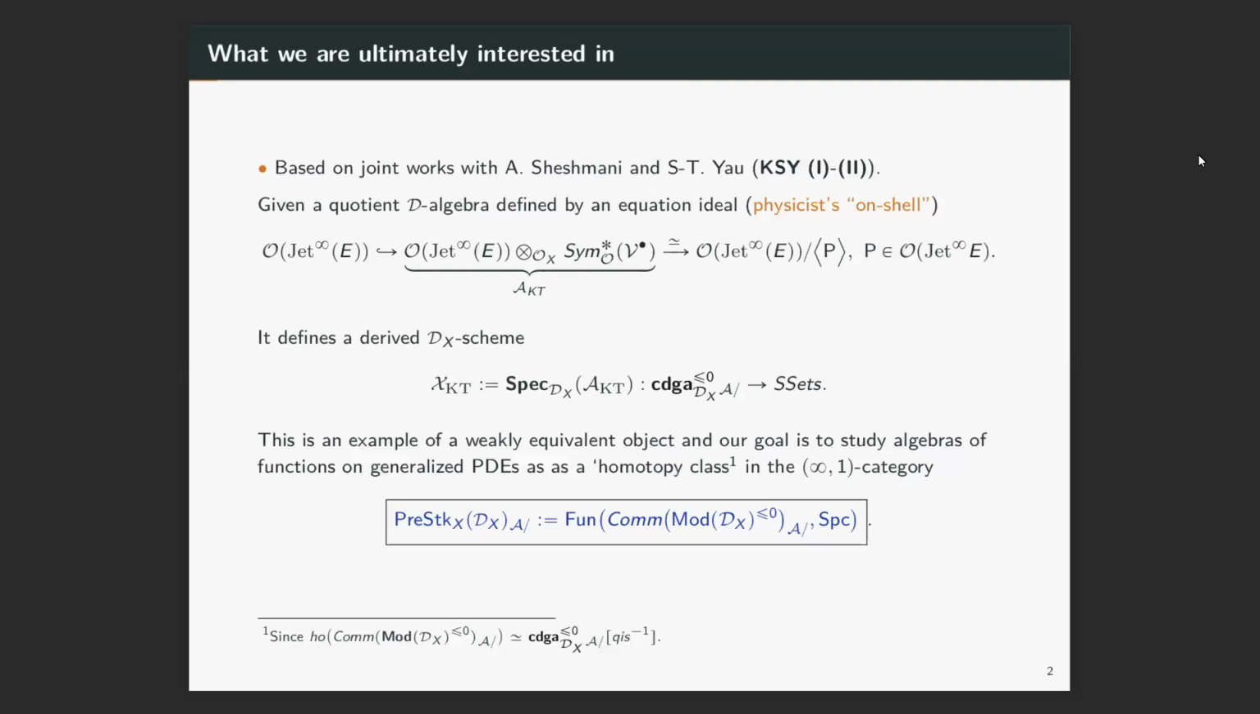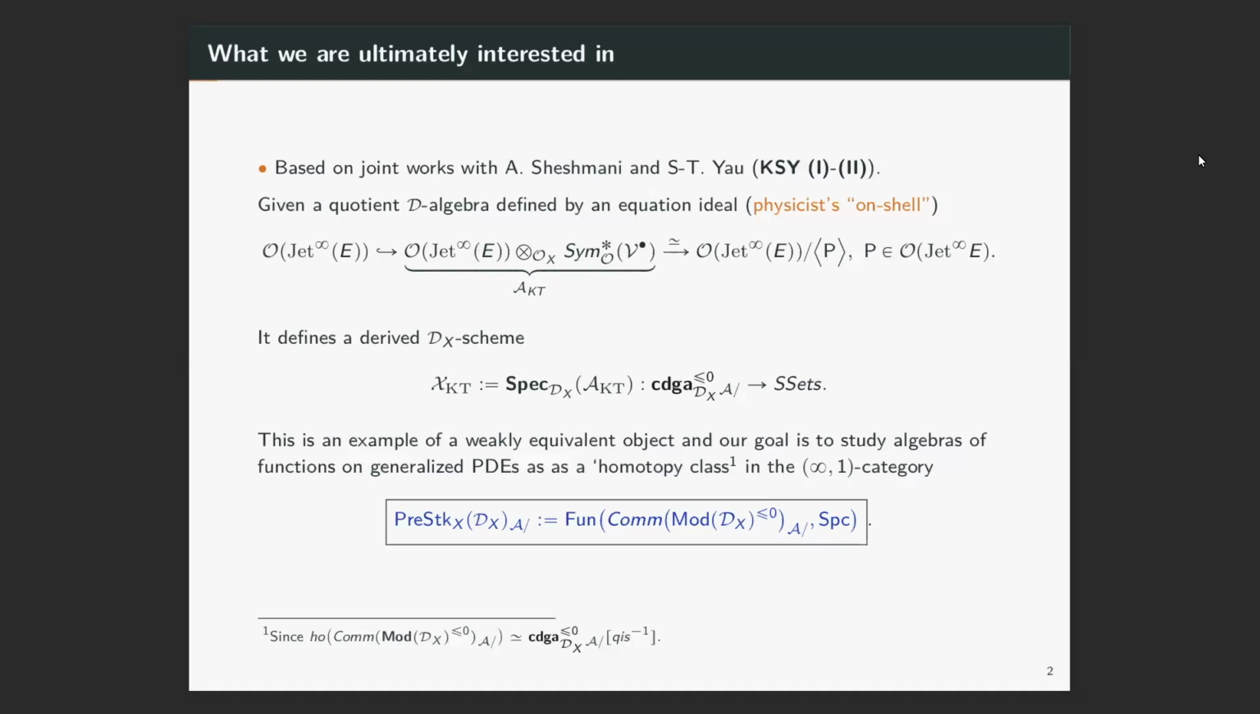And ideally, the situation is that all of our PDEs are nice, so they're complete intersections of some kind, these quotient ideals. But this is hardly the case, even in algebraic geometry, and in PDE geometry it's even less so. So we always need to take some kind of resolution of our equation, our quotient algebra.